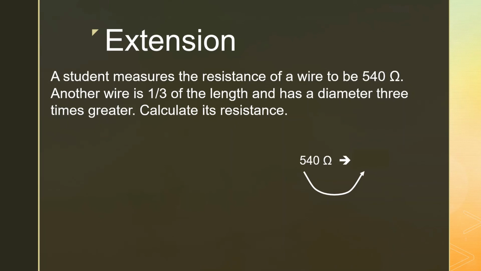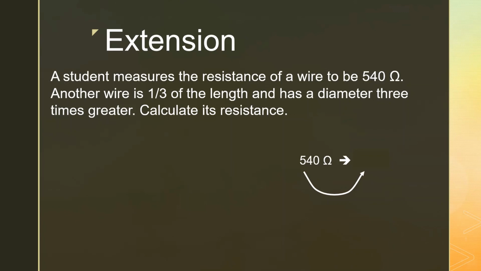If not, don't worry. So it says a student measures the resistance of a wire to be 540 ohms. Another wire is 1/3 of the length and has a diameter 3 times greater. Calculate its resistance. Now, some of you might have spotted that the reason this is more difficult is because I'm talking about the diameter here, not the cross-sectional area. And we'll have a look at what kind of impact that has.